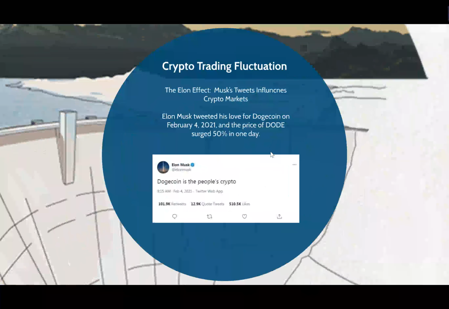In recent years, more and more people have been paying attention to cryptocurrency, and game theory also applies in cryptocurrency. If you want to buy cryptocurrency, you should first observe the recent price and some positive news in the market. In February 2021, Musk tweeted his love for Dogecoin.